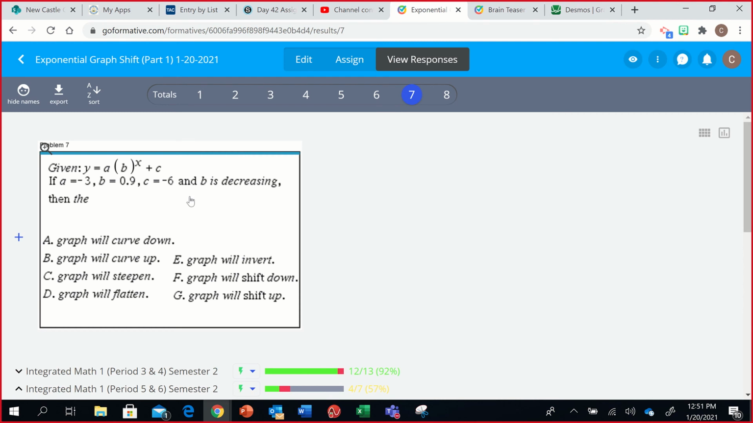So when you see that, when b is in between 0 and 1 and it decreases, it becomes a steep curve. It steepens when it's between 0 and 1.